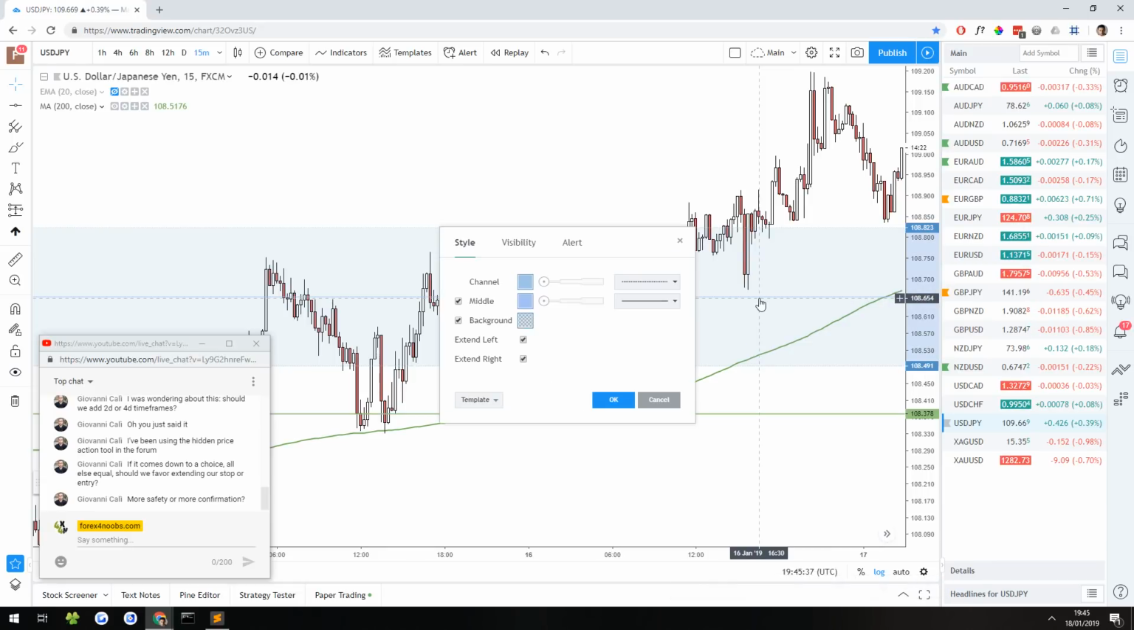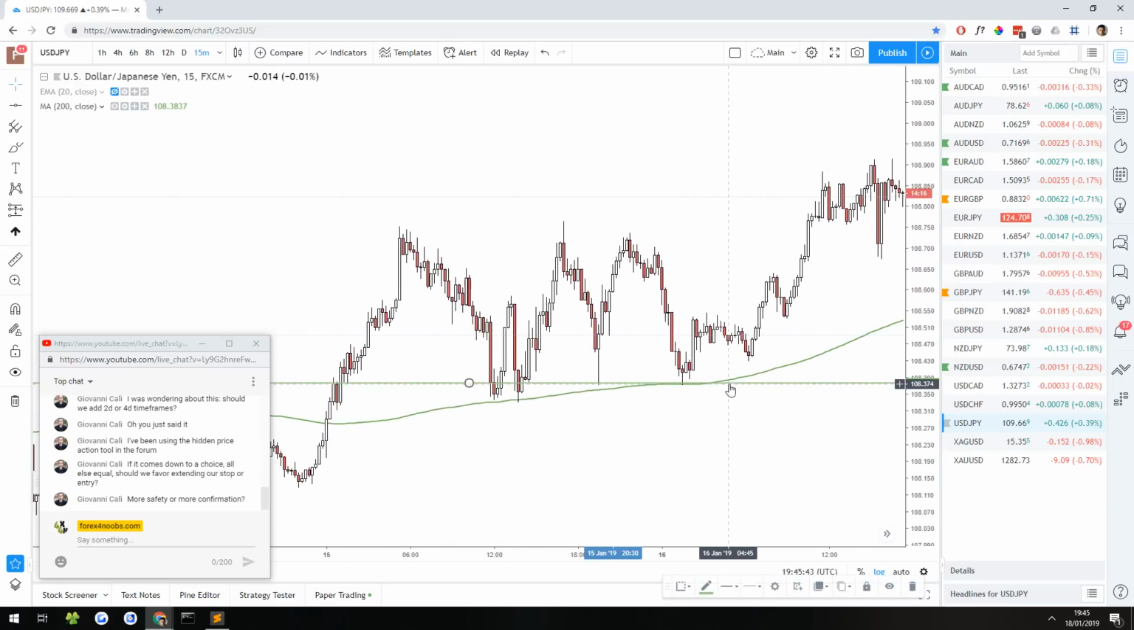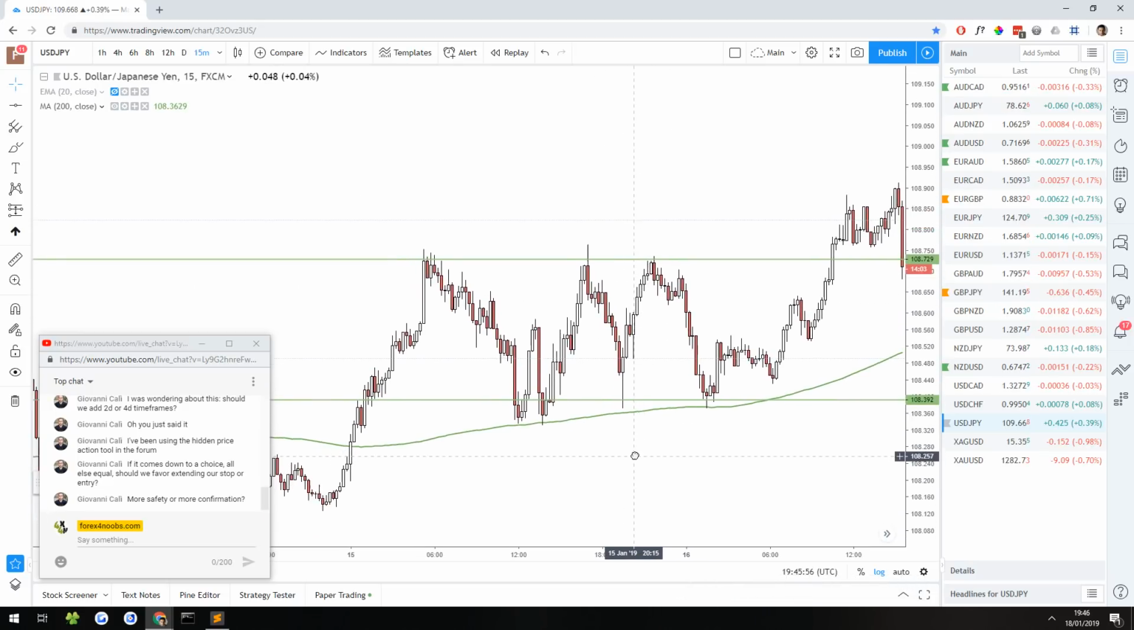Just trying to think. Let's do it like that. I don't want to remove that area of support resistance, but at the same time I don't want it to be in the way, so I just made it a bit invisible there.